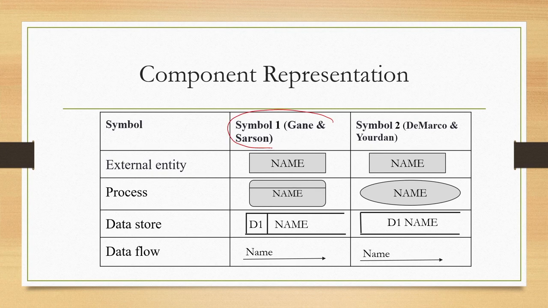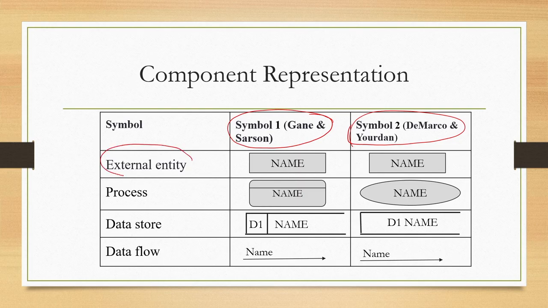One is by Gane and Sarson, the other one is by DeMarco and Yourdon. So, when you are using DFD notations, you should stick to any one particular notation rather than mixing up notations from these two different sets. When we are trying to represent an external entity, according to symbol 1, we should use a rectangle with the name of the entity inside it. In fact, this symbol is the same in the other set of symbols, the same rectangular symbol with a name.